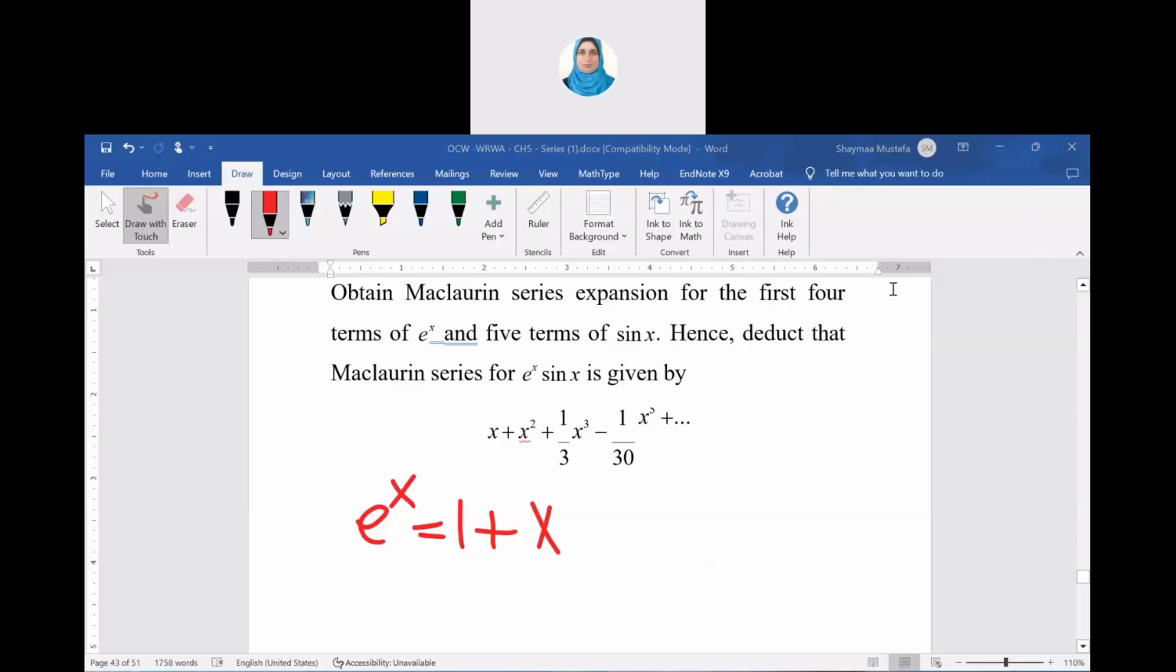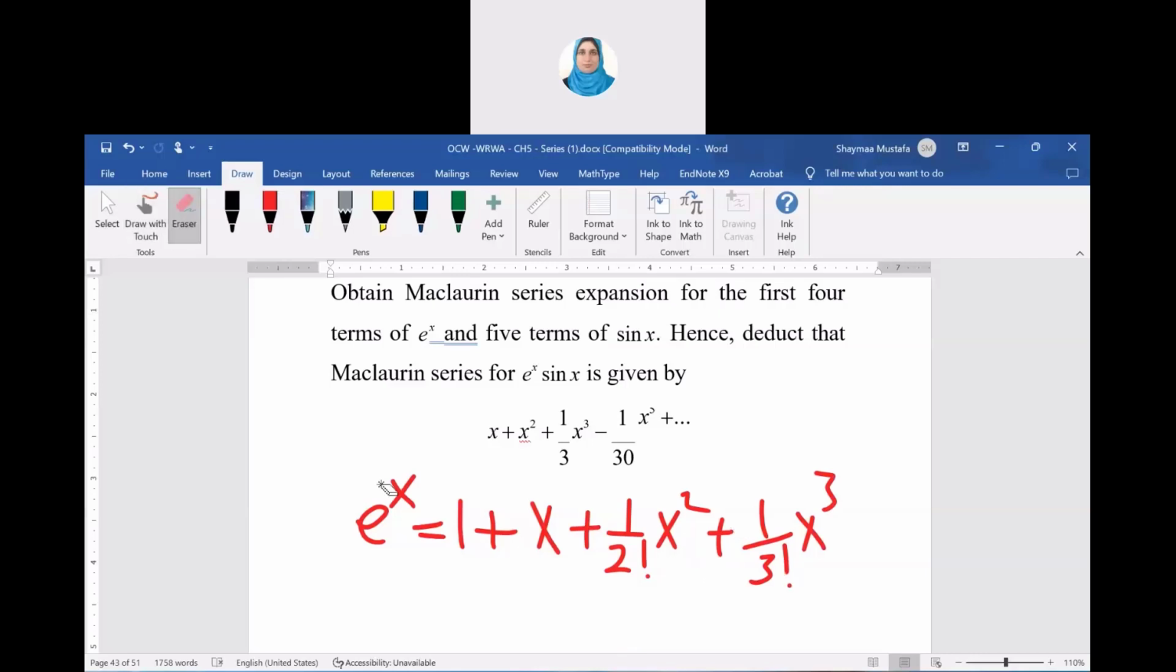There's a question here. How many terms must we write for the answer? At least 4 terms you need to write. Okay, so I will not calculate the Maclaurin series again because we calculated it in our previous class. So the Maclaurin series is equal to 1 plus x plus 1 over 2 factorial x squared plus 1 over 3 factorial x cubed. This is the Maclaurin series of e to the x.